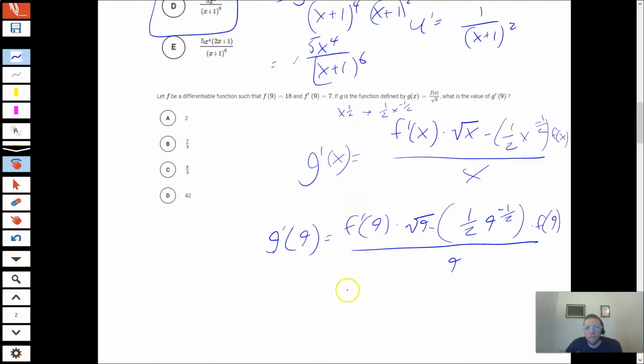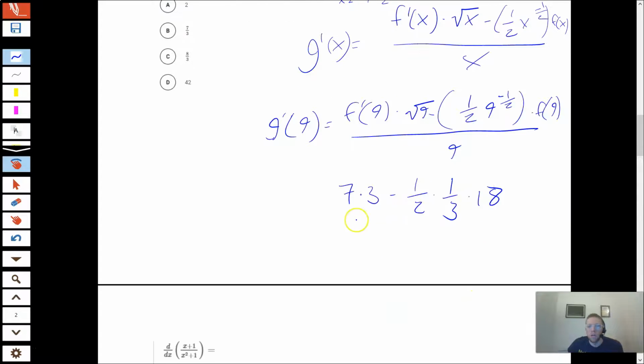And what do we get here? So f prime of 9 is 7. So 7 times the square root of 9, which is 3, minus, this is tricky here, 1/2 times 9 to the negative 1/2. 9 to the negative 1/2 is 1 over 3, right? Because to the 1/2 power would be 3, and then it's negative, so it's underneath the fraction bar. So this becomes 1/2 times 1/3 times f of 9, which is 18. Okay, all over 9.